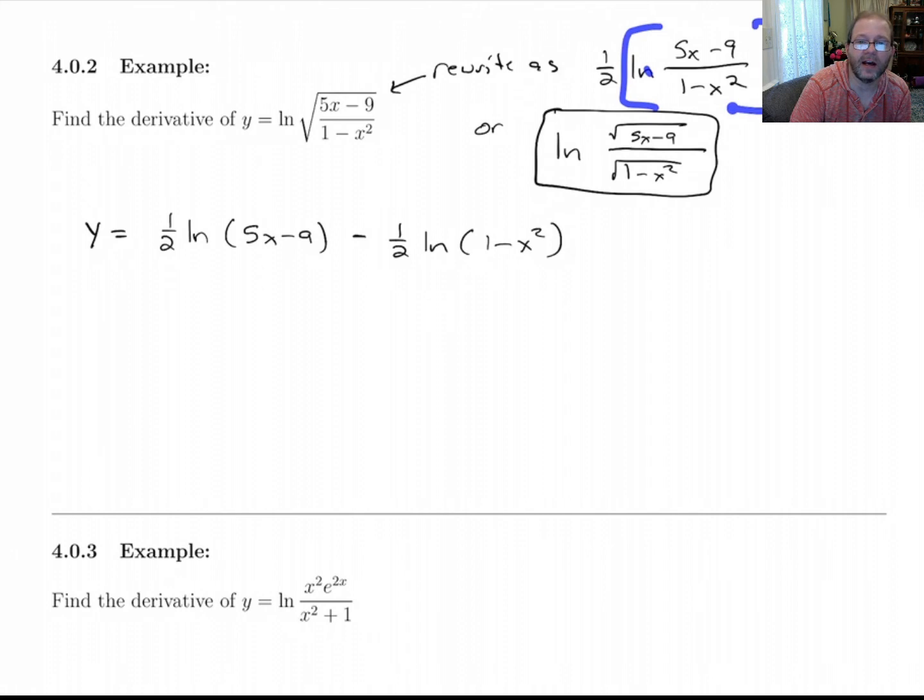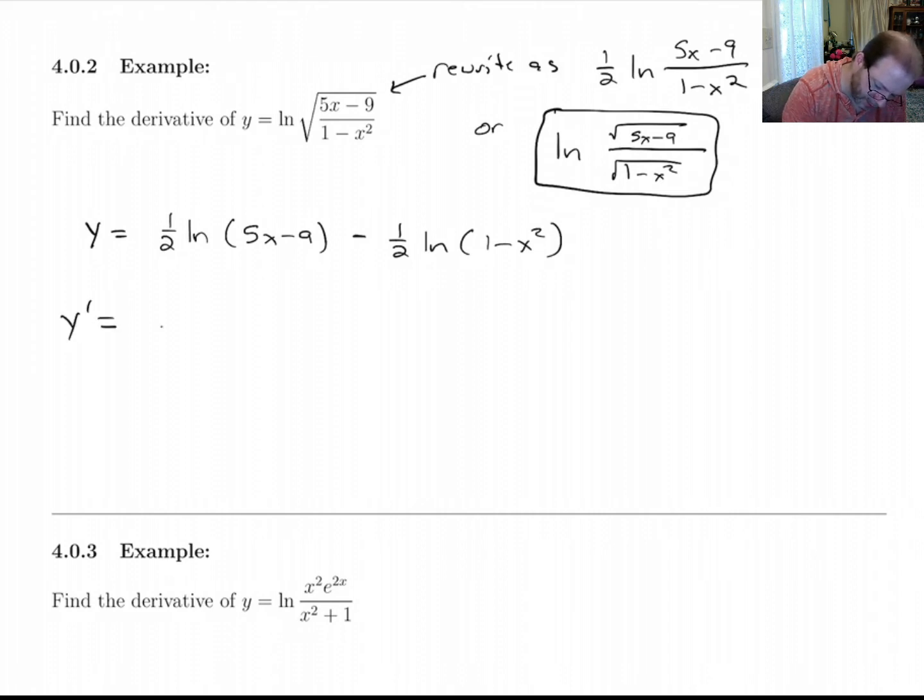With this up here, if I expanded that out, we'd have 1/2, then we'd have natural log of 5x minus 9 minus natural log of 1 minus x squared. And we'd have to distribute that half across. So it would give us the same thing. All right, let's do this derivative.